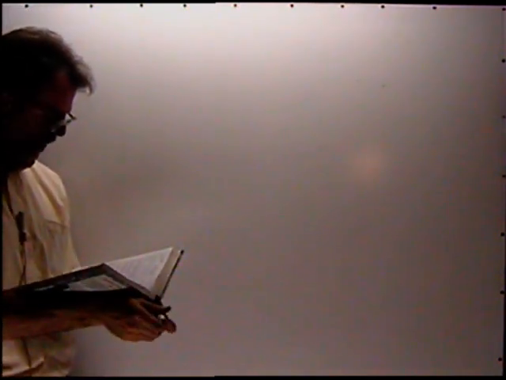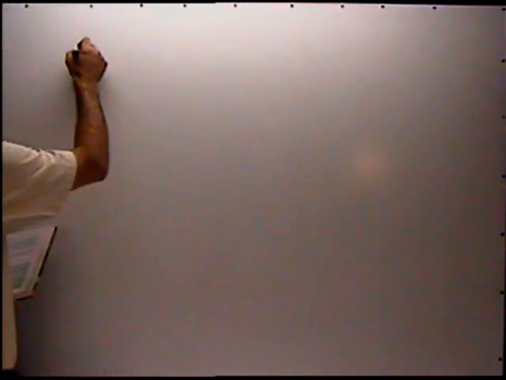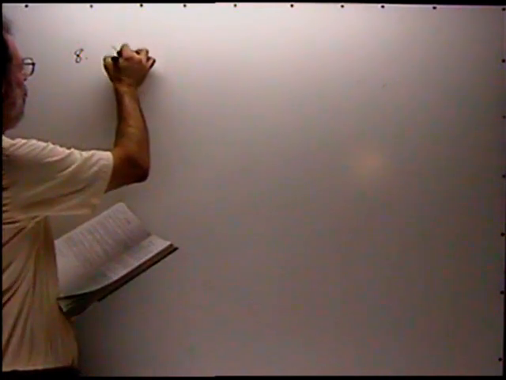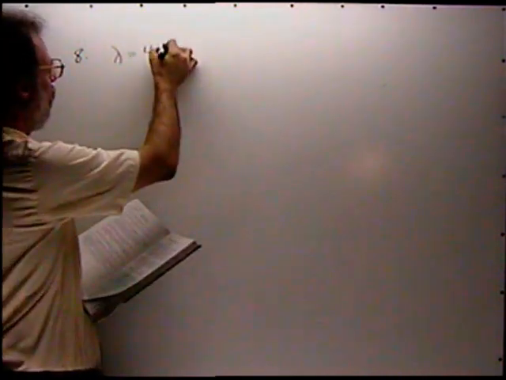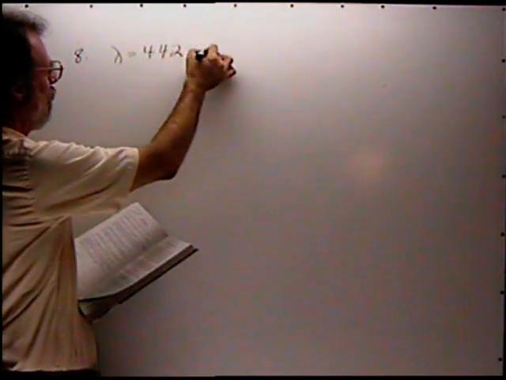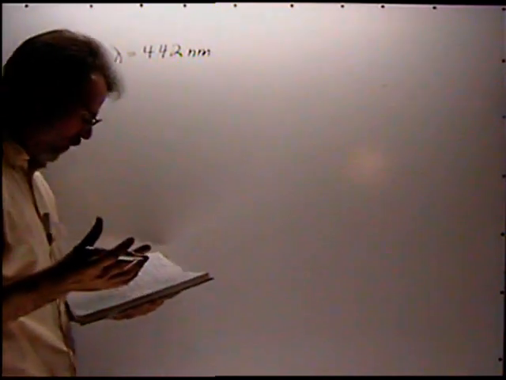Okay. Now, that was number 7. Now we're going on to number 8, 9, and 10, the last 3 problems, and these are dealing with light waves. Okay, light energy. The wavelength of indigo light is 442 nanometers. Remember, a nanometer is 10 to the minus 9. What is the frequency? What is the energy?